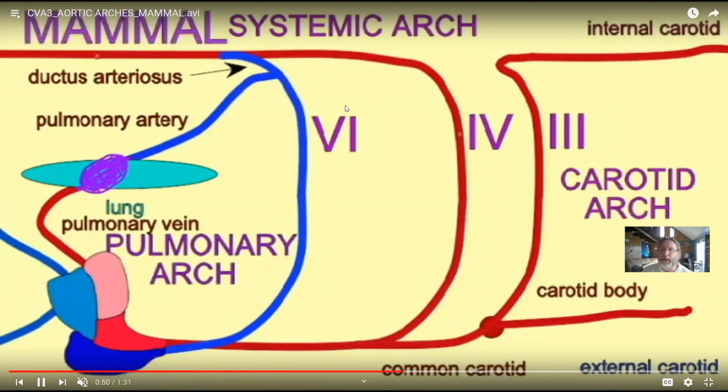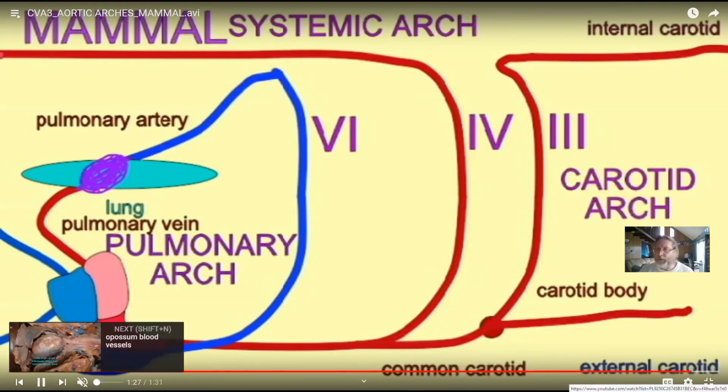So once again, because this could develop on each side, we could have two fourth arches forming two dorsal aortas, but we only keep the one on the left. So we only keep the left fourth systemic arch, and mammals once again have a complete ventricular septum separating their left and right ventricles. So this pulmonary circuit is completely separate now from the systemic circuit. There is no connection between the two the way there was ancestrally.